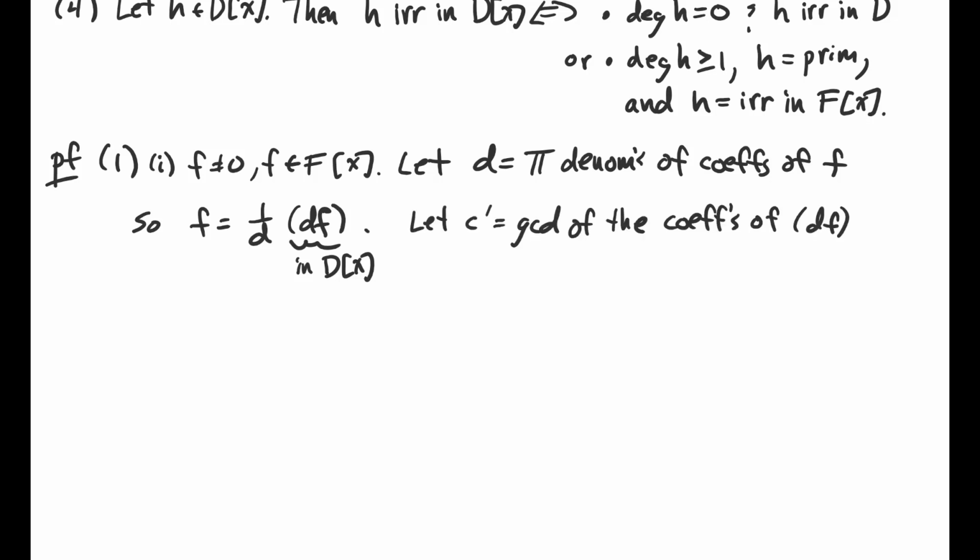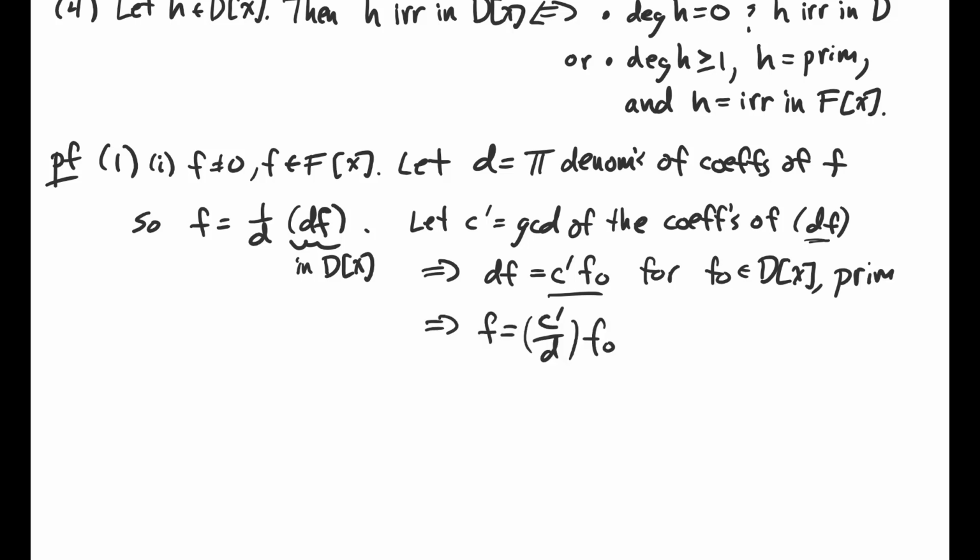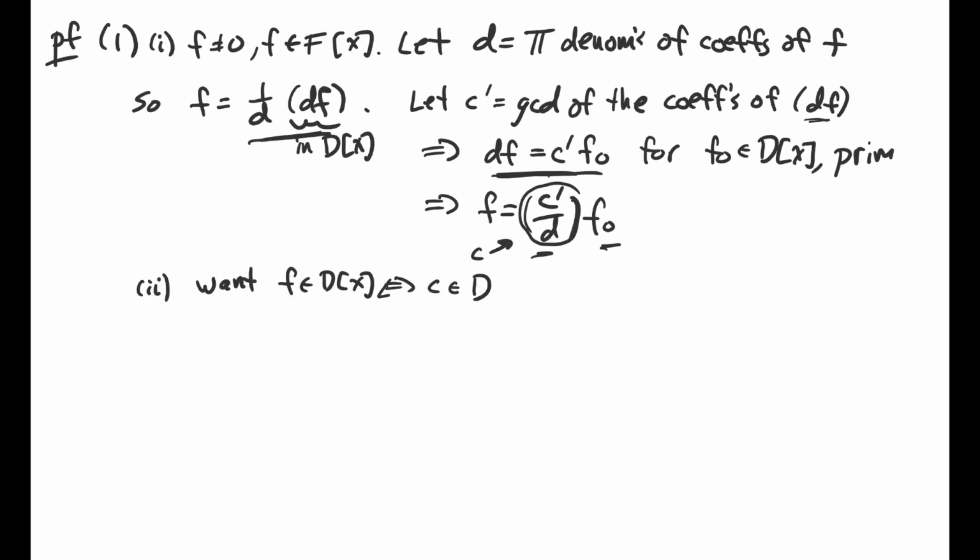Next, let c prime be the greatest common divisor of all the coefficients of df. And as we've already discussed, once you pull off that greatest common divisor of all the coefficients, you can write df as that c prime times some f naught, where f naught is in D[x], and of course it'll be primitive. And then you can just combine the statements here to get f is c prime over d times f naught. This, of course, is in F. As we've said, f naught is primitive, so that gives you the decomposition. So you can always do this.